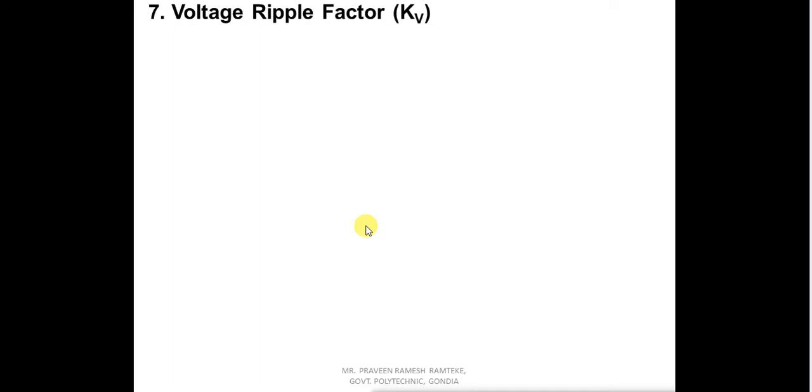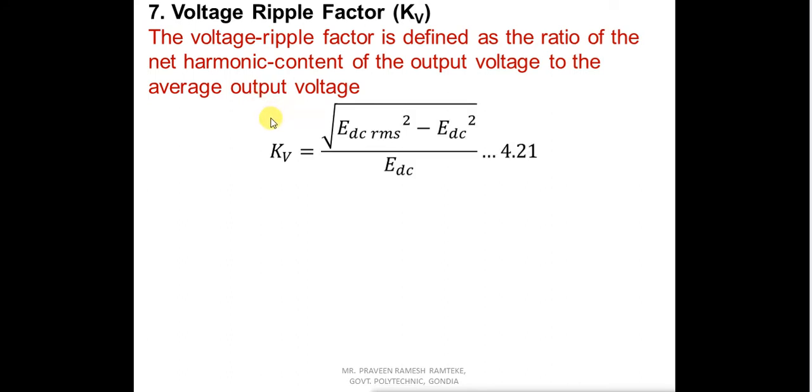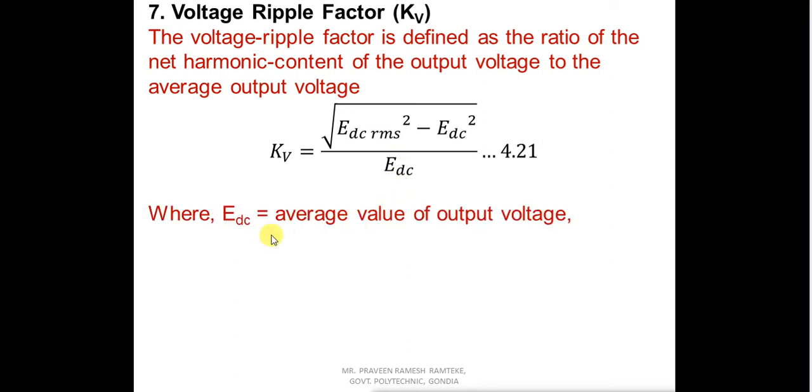Next is voltage ripple factor KV. It is defined as the ratio of net harmonic content of the output voltage to the average output voltage. It is given by KV equals square root of EDC RMS square minus EDC square, so the RMS value minus the average value, whole divided by EDC, where EDC is the average value of the output voltage and EDC RMS is the RMS value of the output voltage.